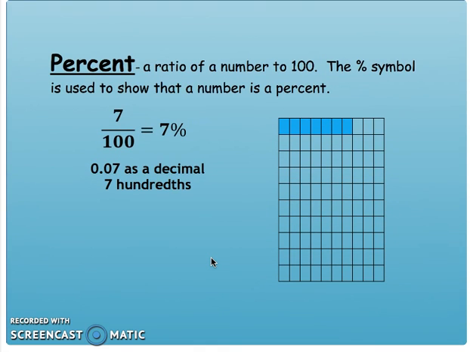Remember, a percent is a ratio of a number to 100. The percent symbol is used to show that a number is a percent. Look at the grid to the right. There are 100 squares and 7 of them are shaded in. So we have a ratio of 7 to 100. We can set this up as 7 over 100, or 7% of the grid is filled. We can also write this as a decimal, 7 hundredths.